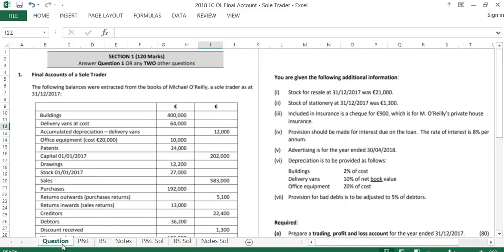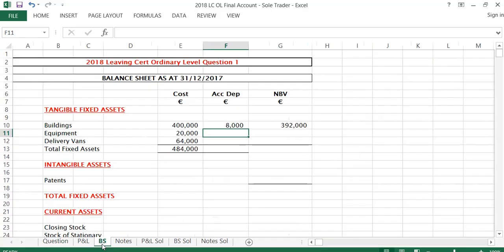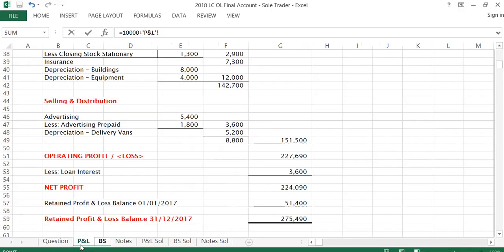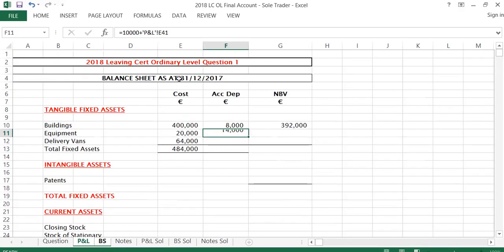For equipment, if I look at equipment in the trial balance, the equipment cost 20,000 and it was worth 10,000 up to the start of the year because this year's depreciation isn't included. So up to the start of the year, the depreciation must have been the cost of 20 minus what it's worth now of 10. The depreciation must have been 10,000. And then we have to add on this year's depreciation of equipment, which I can get from my P&L of 4,000. So the accumulated depreciation is 14,000. So again, the cost minus the depreciation will be a net book value of 6,000.